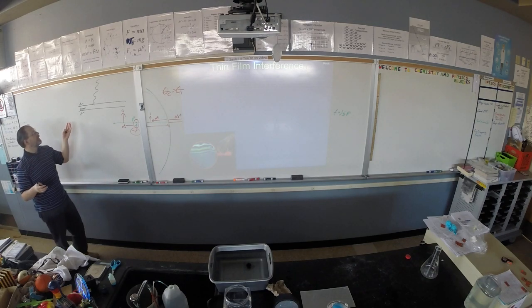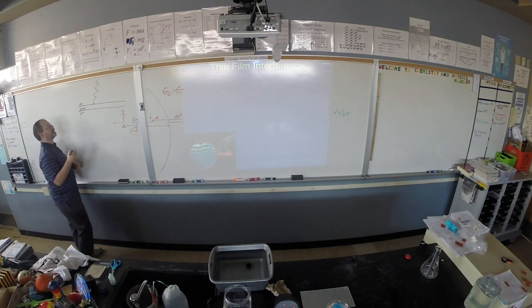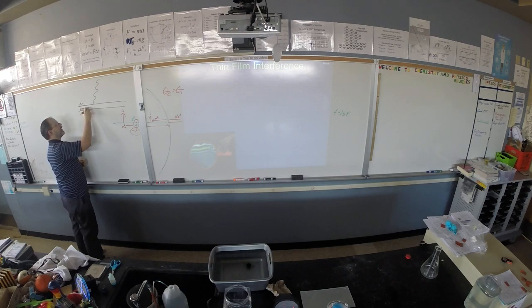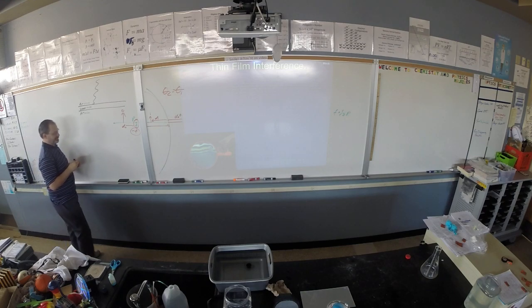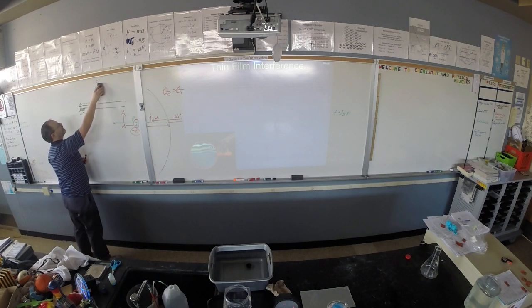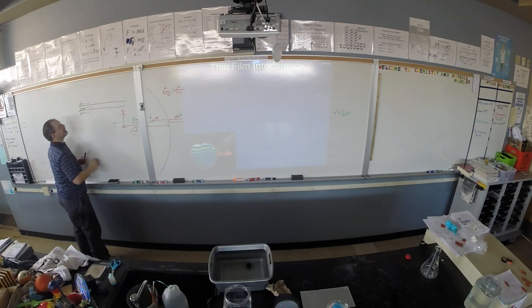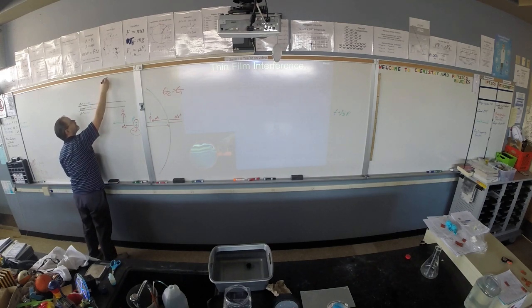So soap is more dense than air. I'm just going to throw a little number up here. I'm going to say it's N equals 1.33, because that's the density of water, and air is 1.0. Okay, so far so good? So what happens to that wave of light? Well, the answer is two things. Part of that wave energy gets transmitted, and part of that wave energy gets reflected.